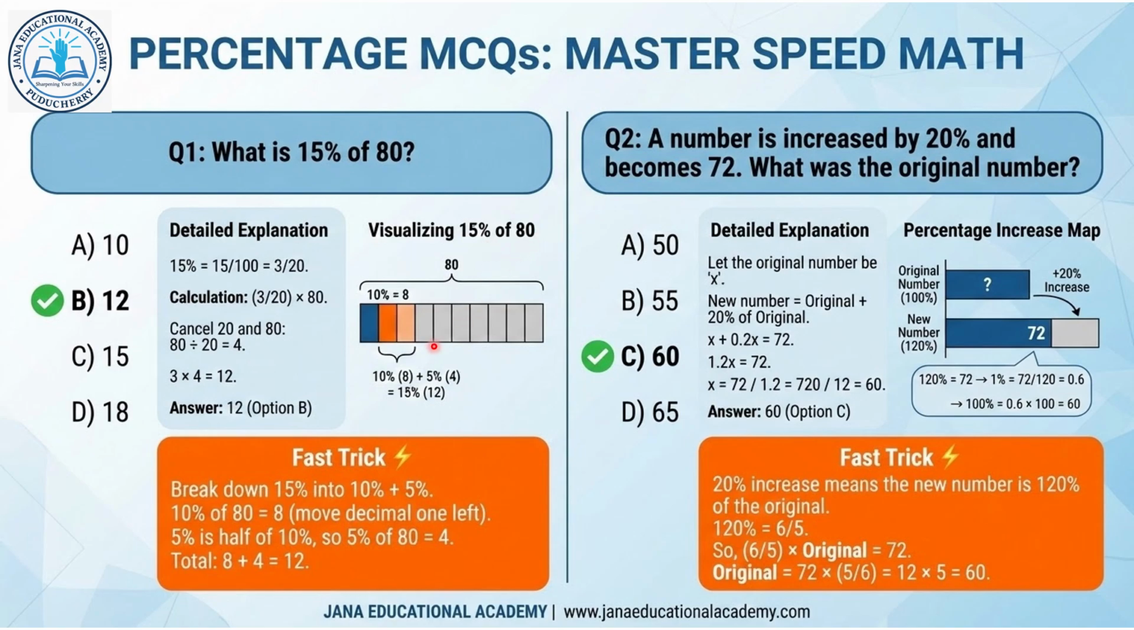The 80 is the whole number. So what is the 10%? You have to first initially calculate. The 10% of 80 is nothing but 8. Then 5% is half, so 4. 8 plus 4, 12.